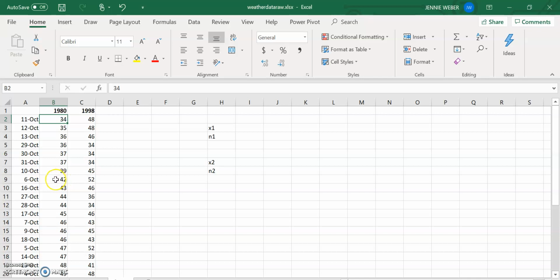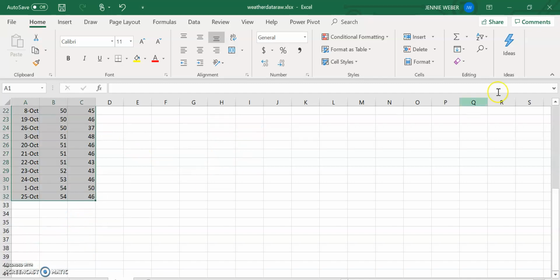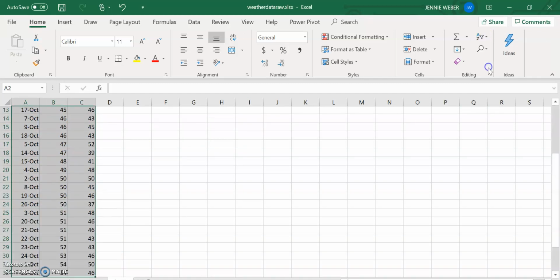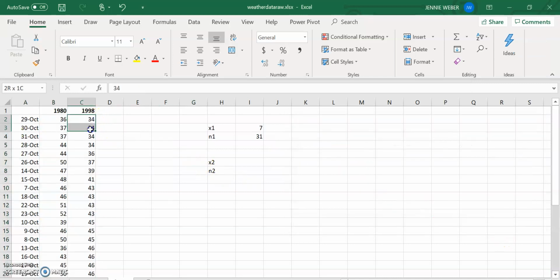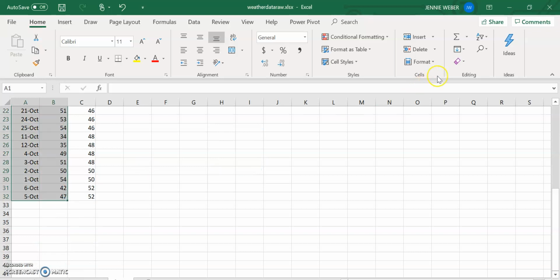So I want to do days above 40. So days, I'll do days under 40. So days under 40, there were 7 out of 31. And then I'm going to do the same. I'm going to sort this again, custom sort. But now I'm going to sort by 1998 so I can look at that one. And the days under 40, oh, there were 7. So, well, this isn't going to do very good here.